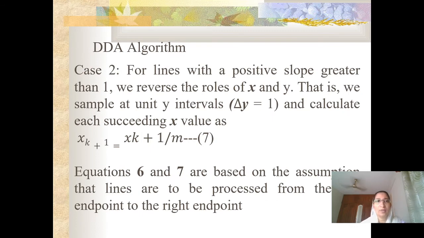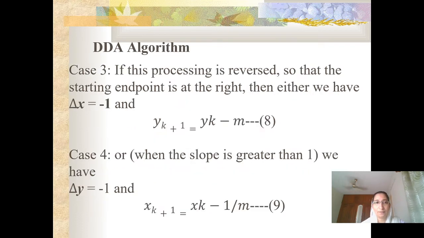Then case 2: for lines with positive slope greater than 1, we reverse the roles of x and y. That is, we take y at unit intervals, delta y is equal to 1, and calculate each succeeding x value as x k plus 1 is equal to x k plus 1 by m. Put it as equation number 7. Equations 6 and 7 are calculated on the assumption that lines are processed from the left endpoint to the right endpoint.